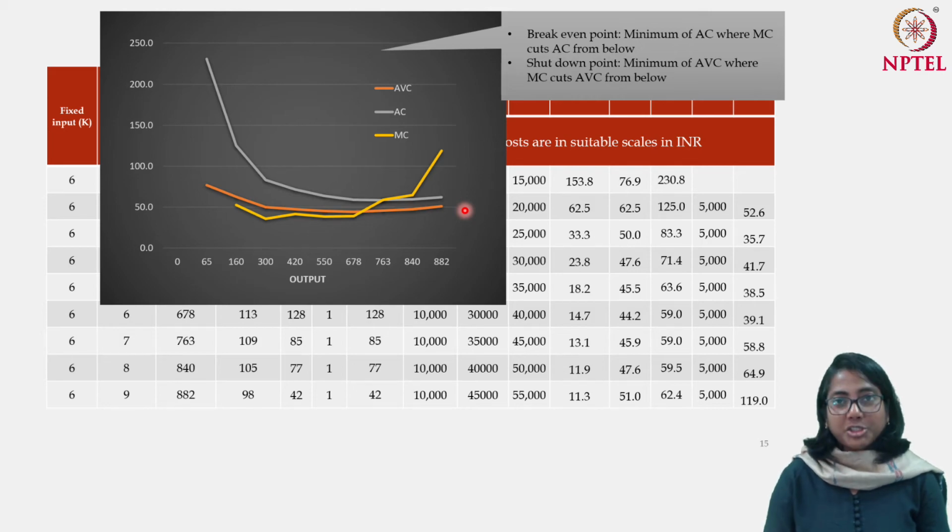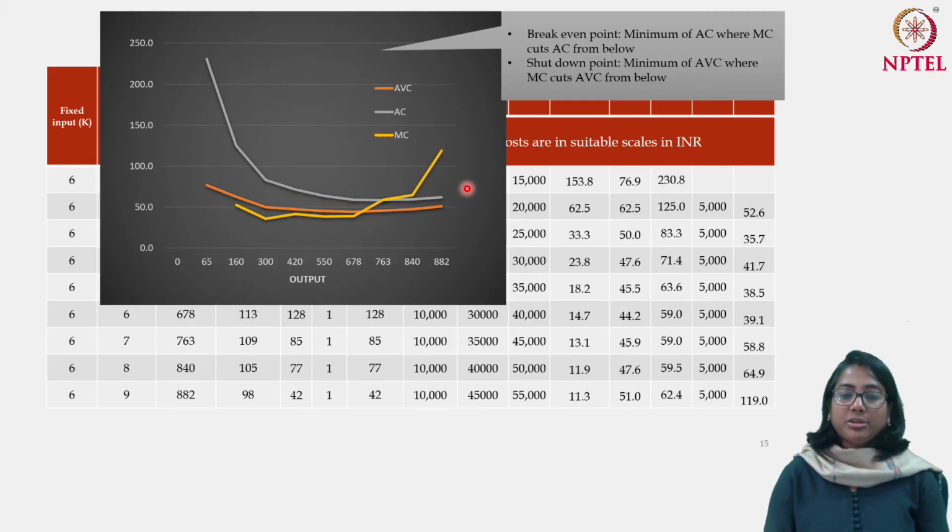Now we add the marginal cost curve in the picture. So this sharp blue line is the marginal cost curve. The marginal cost curve theoretically is also U-shaped. It starts from below the average fixed cost, average variable cost and average cost. However, it cuts both curves respectively from below, and then eventually it becomes higher than the average cost and average fixed cost.